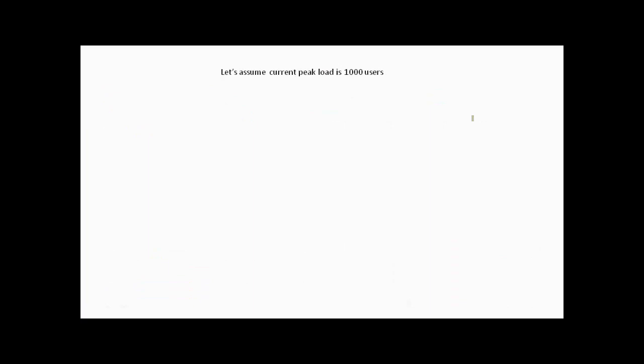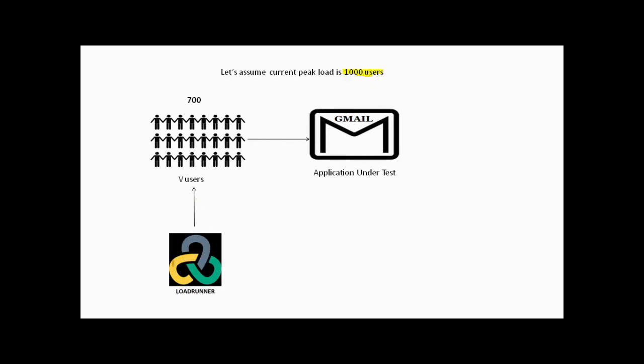Now we'll relate that to our performance testing world. Again, let's assume the current peak load is 1000 users. The Gmail application is my application under test. The load generator component in LoadRunner will create these virtual users. But you see, we are testing with less than the current peak load. Assuming 1000 is the current peak load, the Gmail application is loaded with less than that.